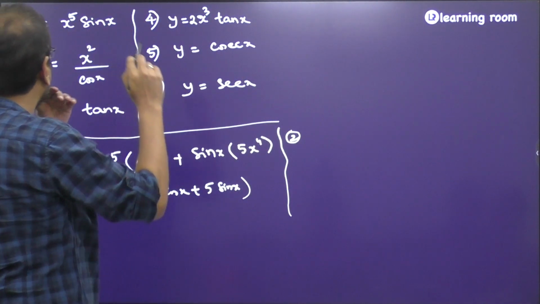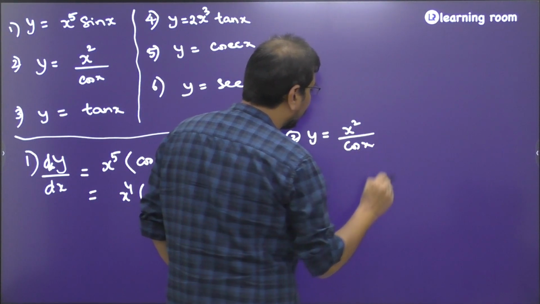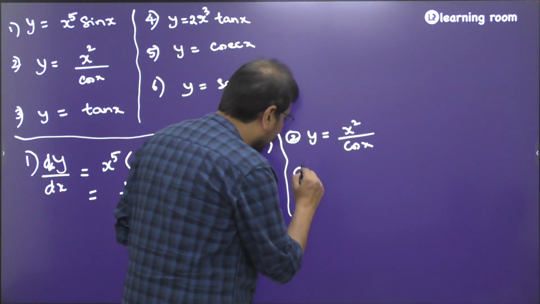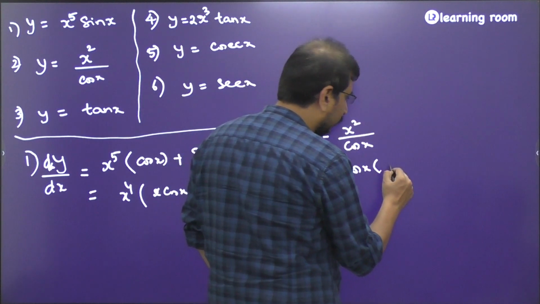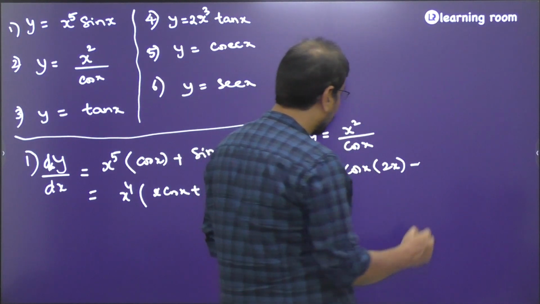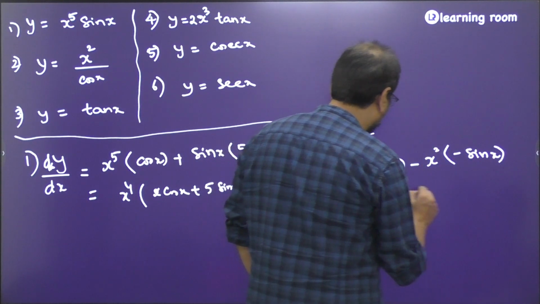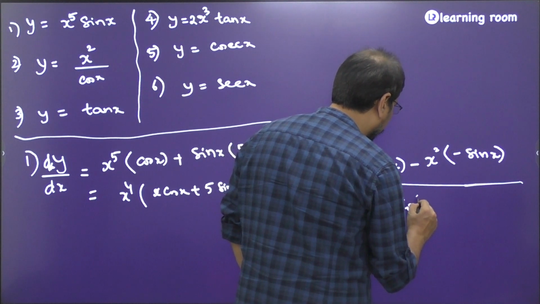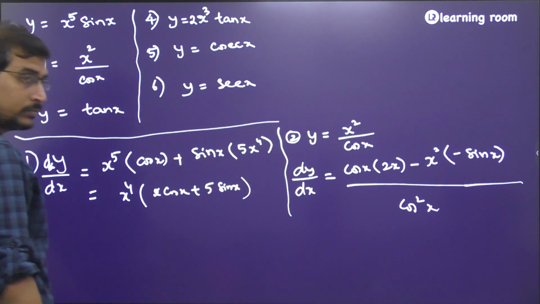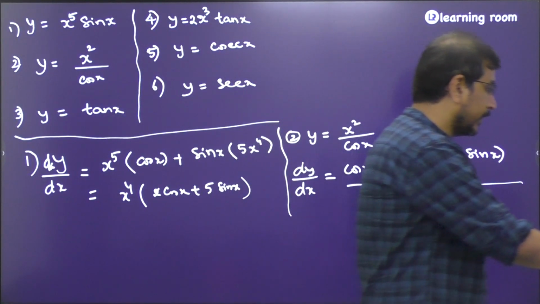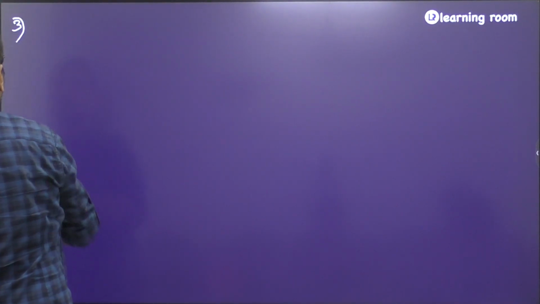Second, y is equal to x square divided by cos x. So dy by dx will be denominator cos x into derivative of x square, that is 2x, minus x square into derivative of cos x, which is minus sin x, the whole divided by cos square x. Right. So I hope this is clear. Yes, sir. Sorry, sir. I forgot the product equation. That's what I told you.